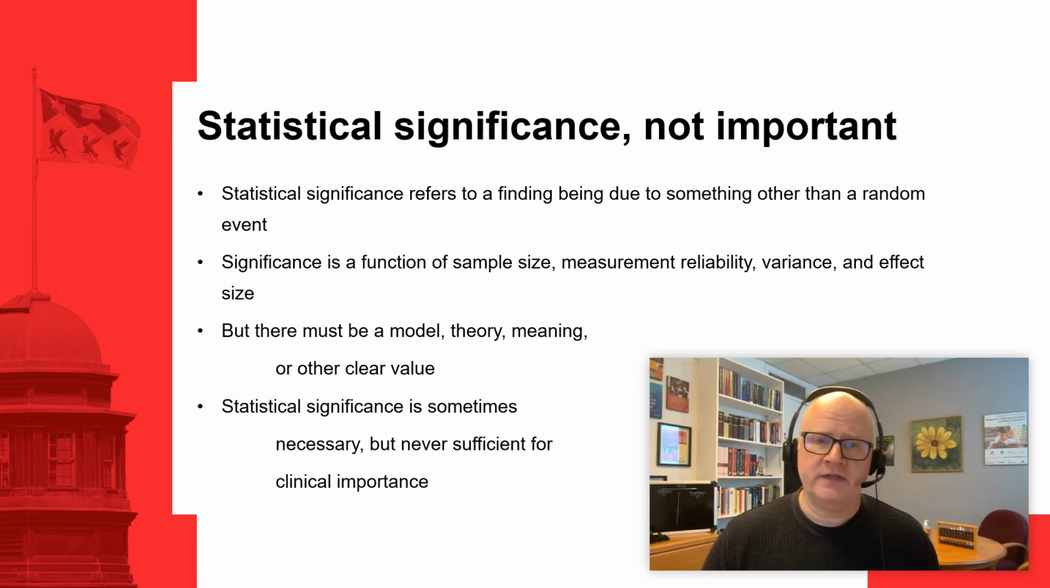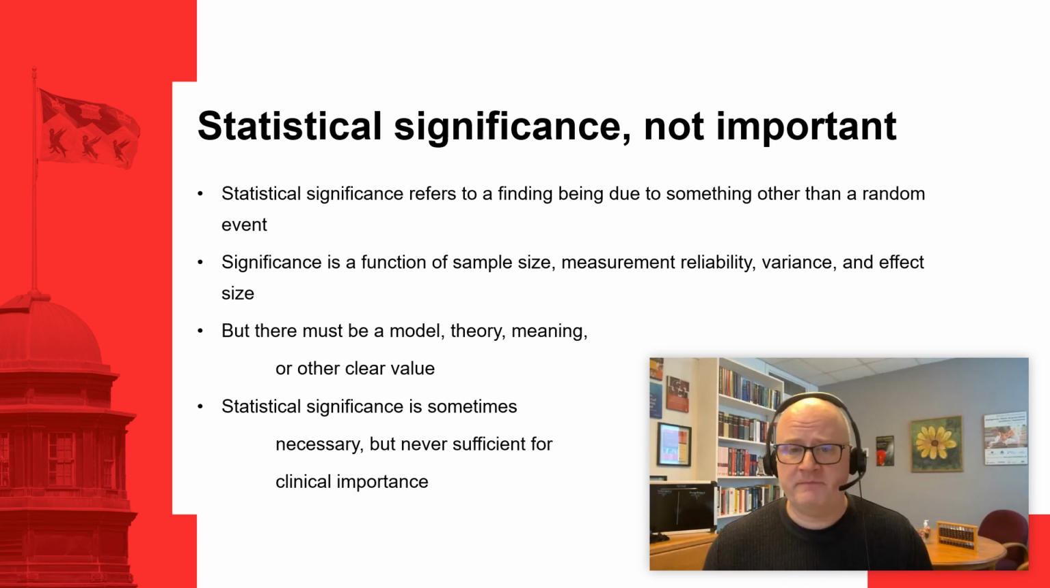Remember, statistical significance just vaguely refers to a finding or some result that you have being due to something other than a random event. In other words, there's something there, it's something real. But it's complicated because statistical significance is a function of sample size, measurement reliability, variance of your sample, and the effect size, the real effect. But this isn't altogether useful sometimes because there really has to be a model or a theory or a meaning or some clear value or event that you're hypothesizing.